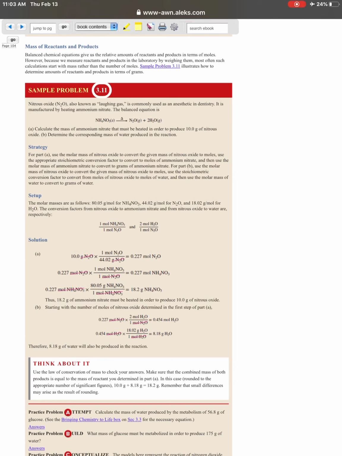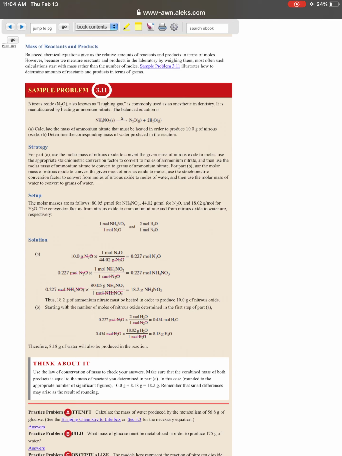It decomposes. Decomposes means it breaks up into N2O, which is a gas, that's the nitrous oxide, and 2H2O, which is also a gas because it's hot. Calculate the mass of ammonium nitrate that must be heated in order to produce 10.0 grams of nitrous oxide, and then in part B, determine the corresponding mass of water produced in the reaction.